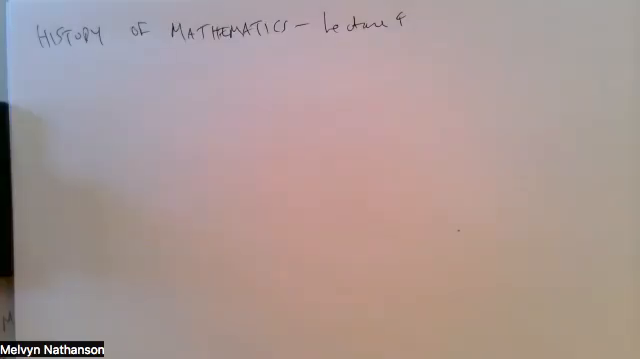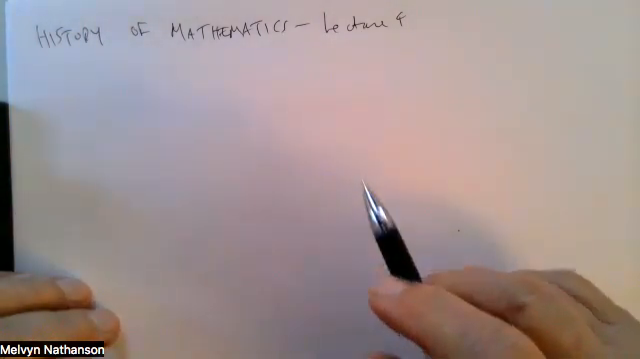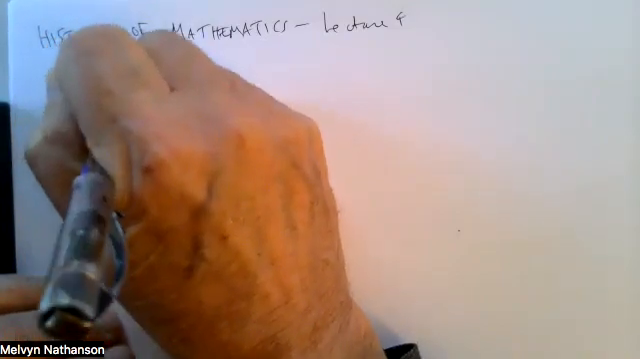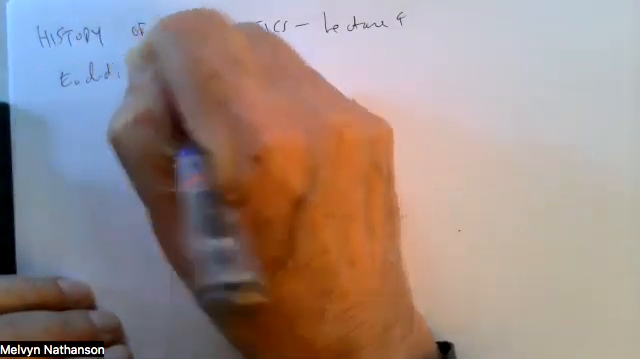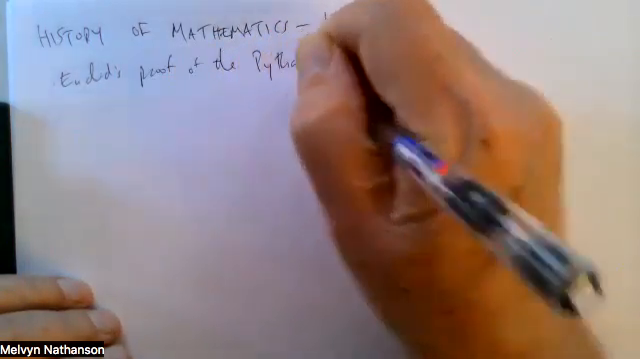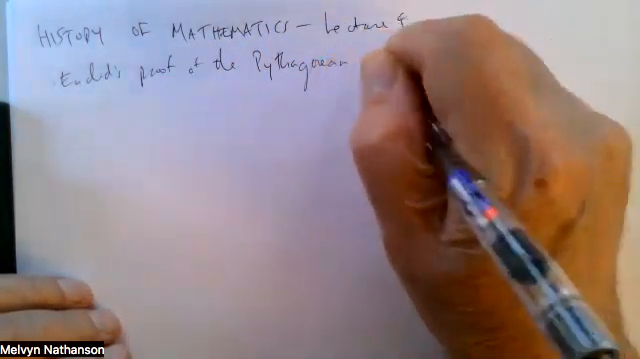So, History of Math, lecture 4, and we are finishing chapter 2, which is on Euclid's proof of the Pythagorean theorem.